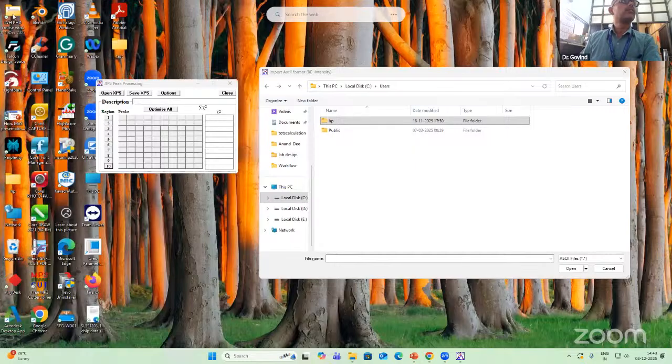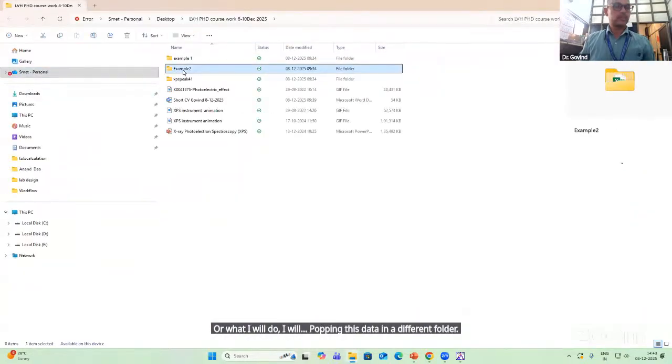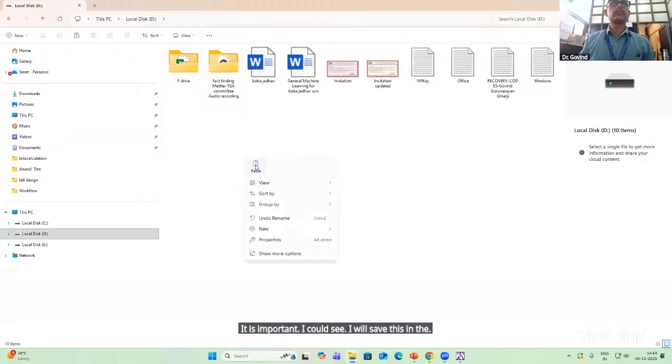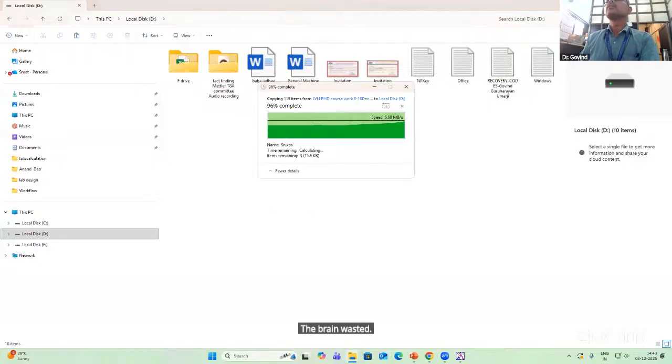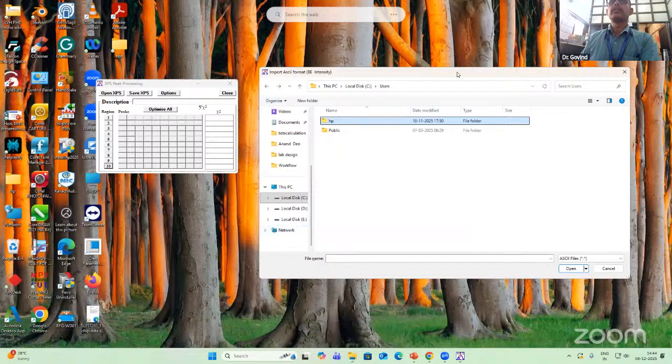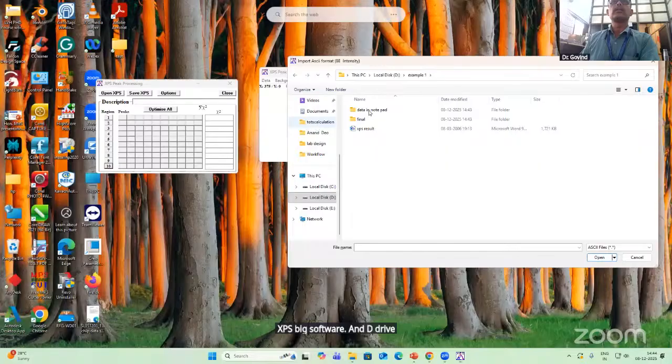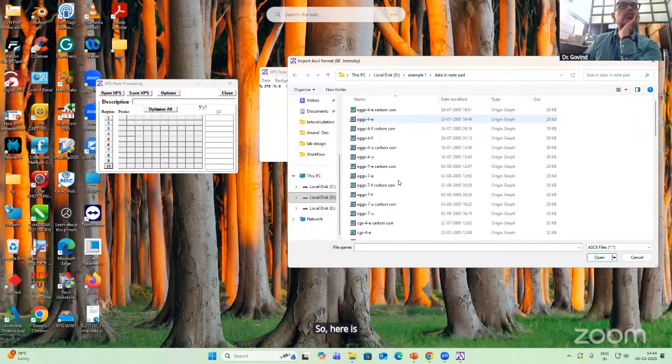Or what I will do, I will copy this data into a different folder. Very simple. Control C. I will save this in the D drive and paste it. Now I'll open the XPS Peak software and the D drive example one. So here is the data in notepad.